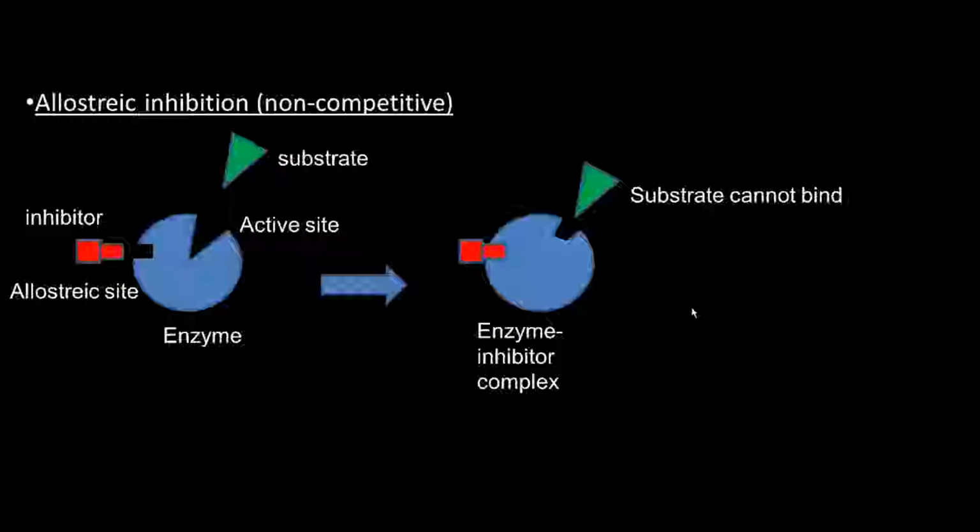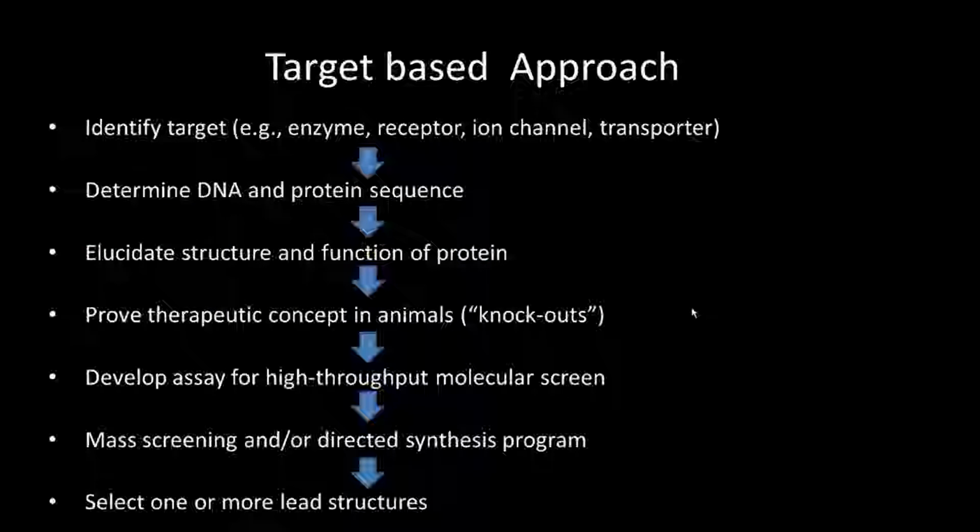So in our target based approach, what do we do? We identify the target. That means we know the disease mechanism, we know which enzyme I want to target, or a receptor or ion channel. Then we determine the DNA and protein sequence, the two-dimensional sequence like we looked at. Then we elucidate the structure and function of the protein. Prove the therapeutic concepts in animals, develop assay for high throughput screening, mass screening, and then select one or more lead structures.